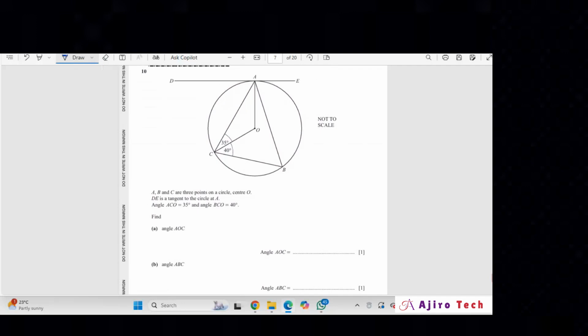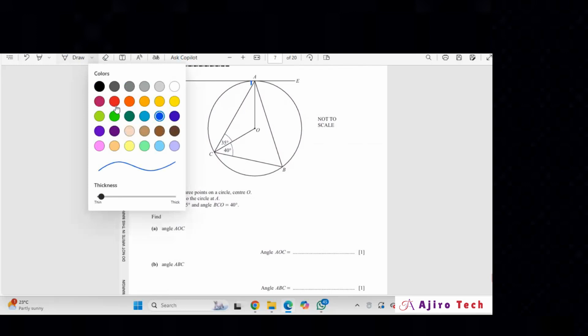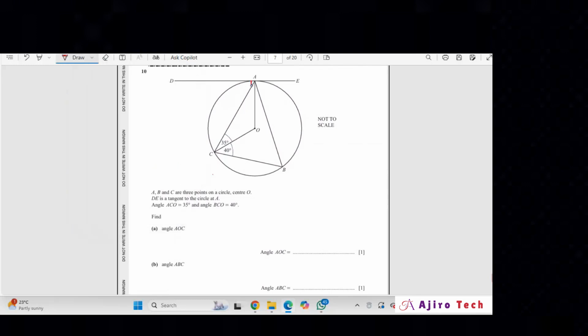DE is a tangent to the circle at what point? That means whenever a tangent is forming an angle, it is 90. Please, I'm going to change my pen so that you see a different thing here. So it's going to be like this, like this. That means they form an angle of 90 degrees. You have to be careful.